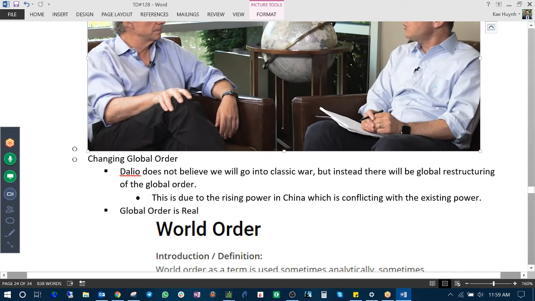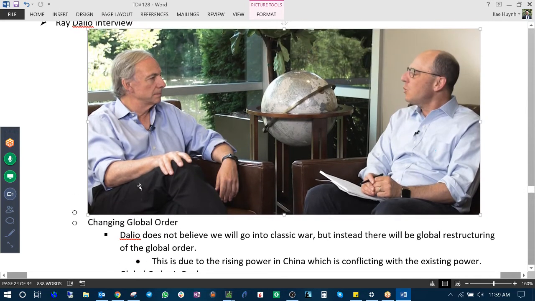Changing global order. Because of the changing powers of the economics of the world, right? Today the U.S. is pretty strong, but China's kind of rising. So there's just a natural conflict that will occur. In his opinion, historically there were wars, but from listening to him, he doesn't believe there's going to be a war this time around, a classic war. There will be maybe a technology war, like an AI war or a trade war, but he doesn't believe there's going to be a classic, life or death type of war.